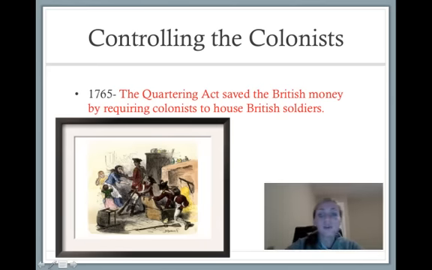In an effort to control the colonists and not necessarily to make money but to save it, they issued what's called the Quartering Act. And the quartering refers to having soldiers stay in your house. And this may not seem like a very big deal, but when British soldiers just knock on your door and walk into your home and start eating your food and taking over your house, that definitely limits the privacy and the rights of the people.